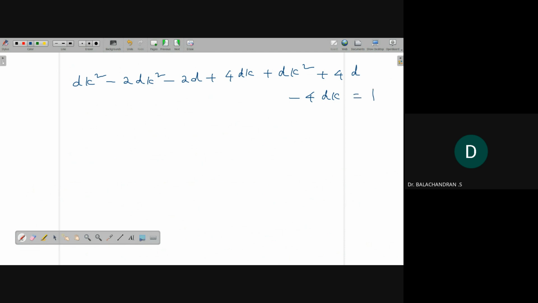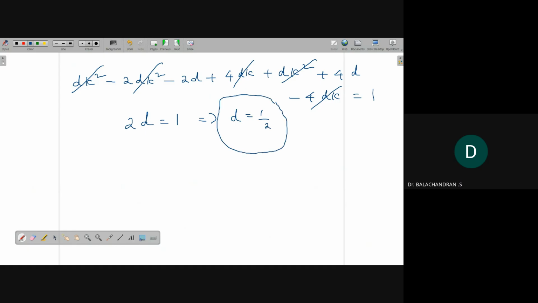So plus 4dk minus 4dk gets cancelled. Okay, 2 dk square minus 2 dk square gets cancelled. So minus 2d plus 4d is what? 2d, which is equal to 1. This implies that d equal to what? Half.